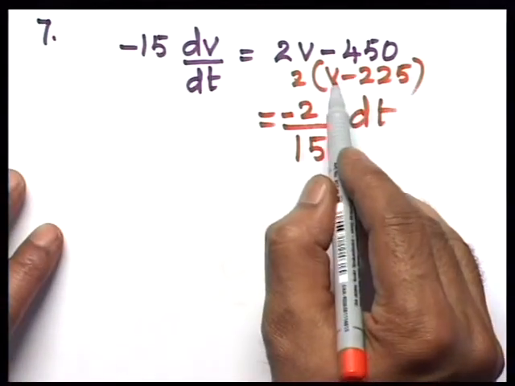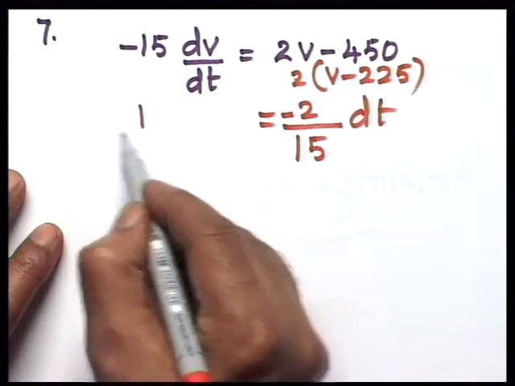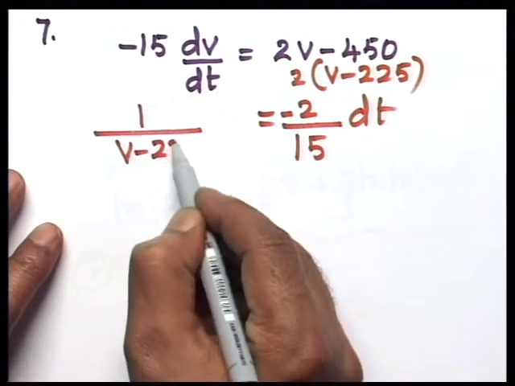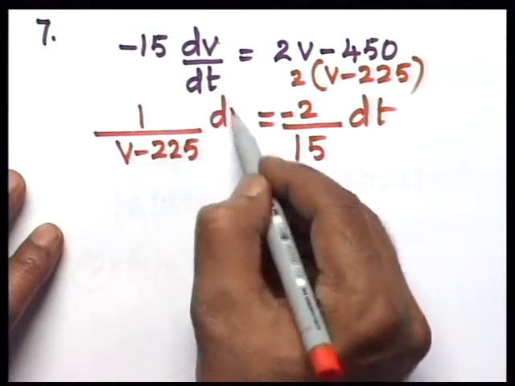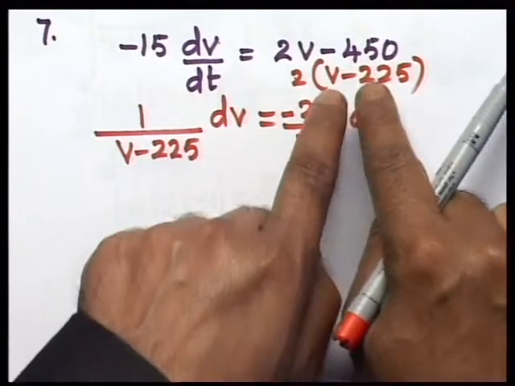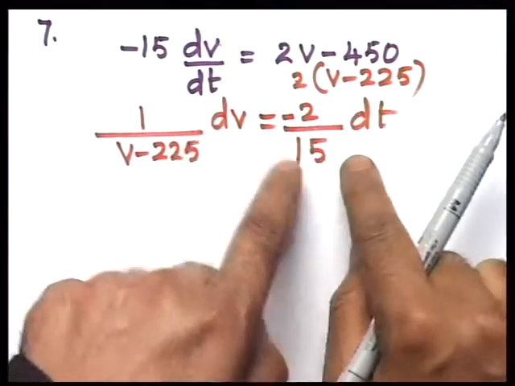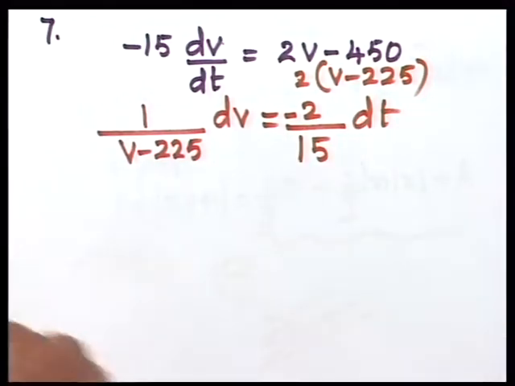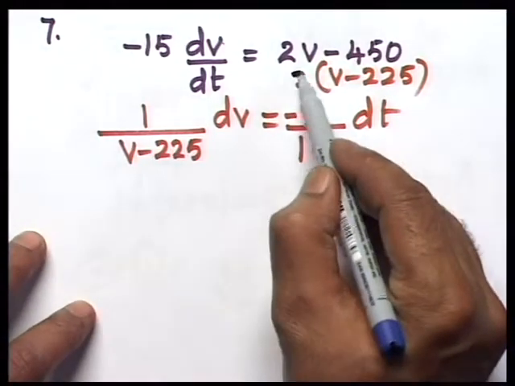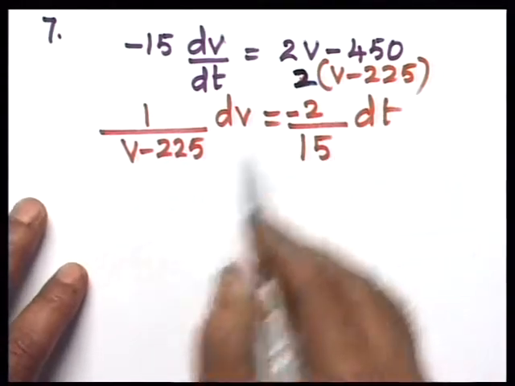Then this bracket, take it to the left hand side. So that's a 1 over v minus 225 and dv. All the v terms there, dv, and numbers there, dt. If you don't want to take the 2 as a common factor, it doesn't matter.